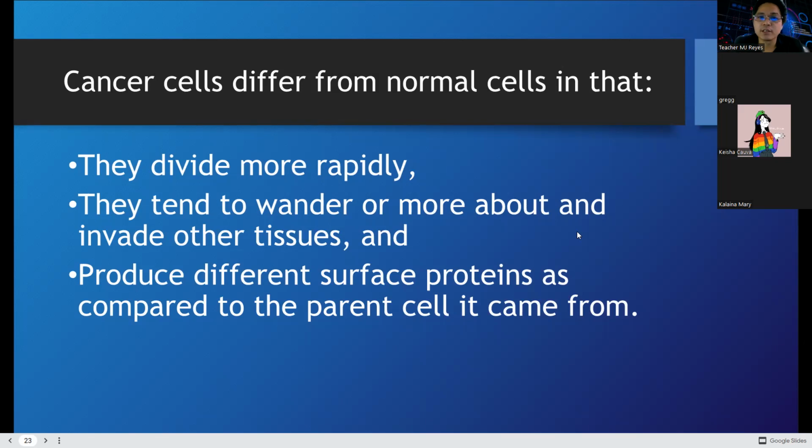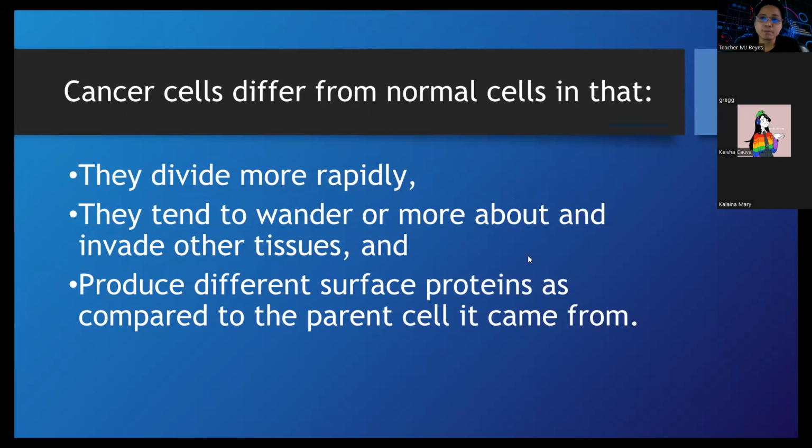Second, they tend to wander and move about and invade other tissues. They tend to change the DNA characteristic of the nearby tissues. The third one, they produce different surface proteins as compared to the parent cell it came from. Meaning to say, if it produces more surface proteins, therefore the genetic characteristic of these cancer cells is not exactly the same as the parent cell, because it carries another cell, or it actually modified itself.